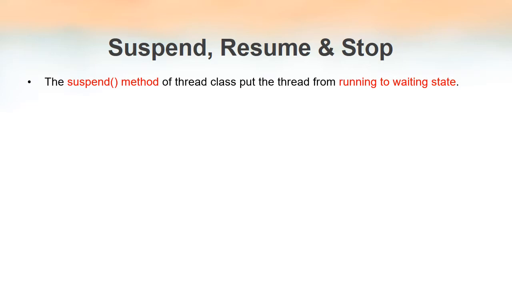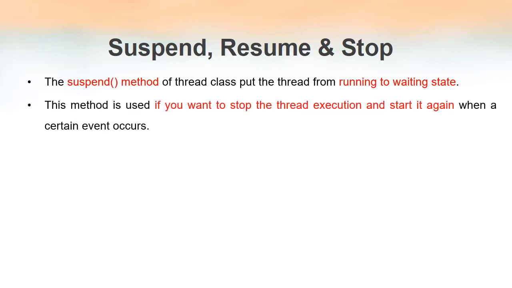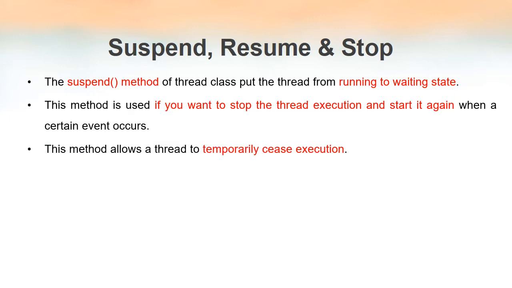So we can make use of this method if we want our thread to stop its execution for some time, and if we want to start it again after, say, an event occurred. If we want to stop our thread for a short period of time, and then resume after an event occurs, in such situations we can make use of this method named suspend. When we call suspend, the thread will be temporarily stopped. So we can use this method if we want to cease the execution of a thread temporarily.